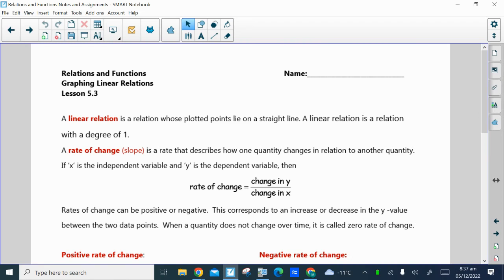So I wrote on the board that Wednesday will be your first quiz on this stuff. First quiz Wednesday on relations and functions.